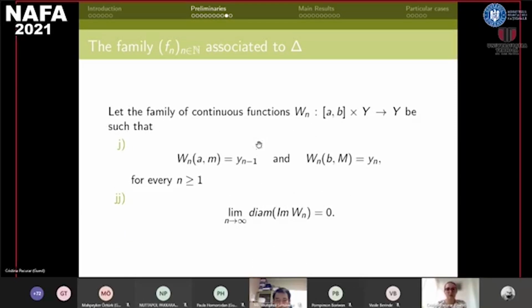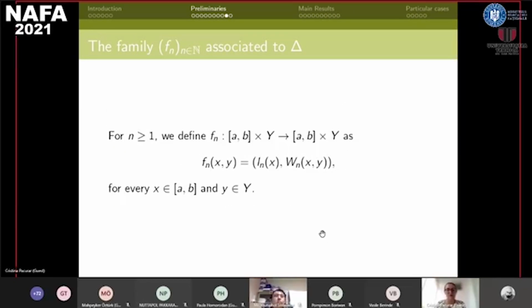We also construct another family of continuous functions, Wn, defined on the product of AB and Y, and with values in Y. We define those functions such that Wn of A and m equals yn minus 1, and Wn of B and capital M equals yn, for every n greater than 0. You also need that the limit as n approaches infinity of the diameter of the image of the functions Wn is 0. Now we can construct the family of functions Fn such that x, y goes into Ln of x, Wn of x and y.